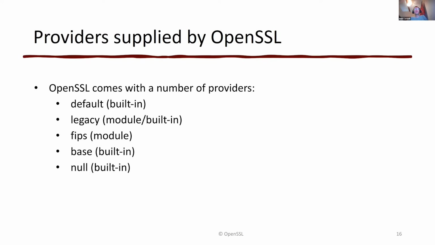So if you download the latest versions of OpenSSL, you will find that there are 5 different providers that become available to you immediately. The first one is the default provider. I'm going to talk about each one of these in more detail in a moment. The legacy and the FIPS modules for providers are both loadable modules, and all the other ones are built-in modules. The legacy is also available as a built-in, but by default, it's a loadable module.